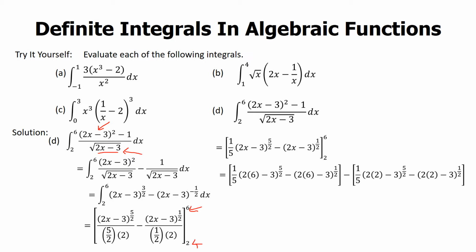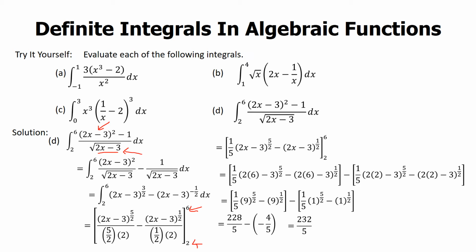Then we substitute x equals 6, which gives us 1 over 5 times (2 times 6 minus 3) to the power of 5 over 2, minus (2 times 6 minus 3) to the power of half, minus substitute x equals 2 inside the expression, which gives us 1 over 5 times (2 times 2 minus 3) to the power of 5 over 2, minus (2 times 2 minus 3) to the power of half. Then we can start to calculate the values, and we get 228 over 5 minus negative 4 over 5, which is 232 over 5.